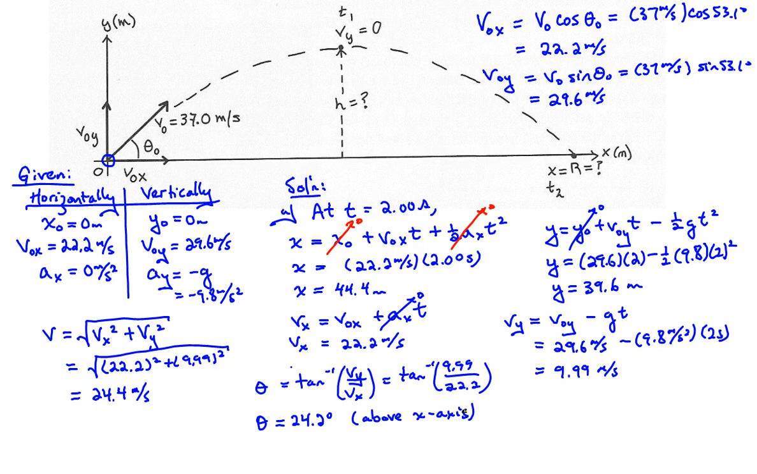So let's show that actually up here. You can take a look at it. It is roughly around here. We have a horizontal velocity, Vx, of 22.2. We have a vertical velocity Vy of 9.99, and then the resultant velocity of 24.4. And then this distance here is the y distance that we just found, which was 39.6 all the way down to the ground here. And then this distance here is the horizontal distance that it went along the ground.